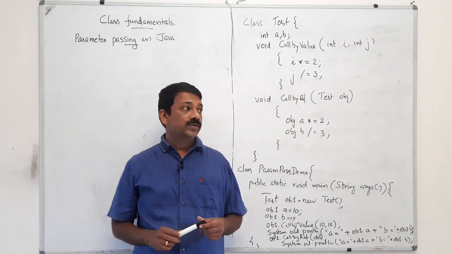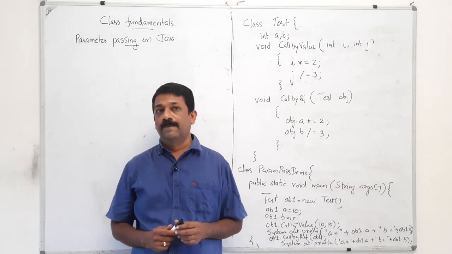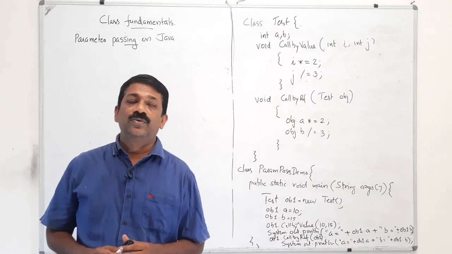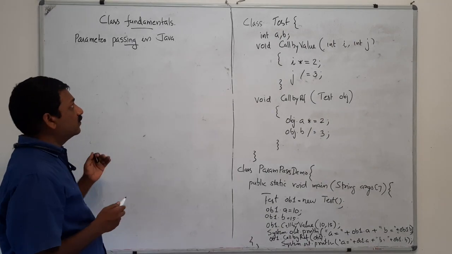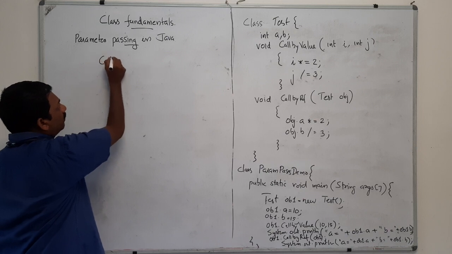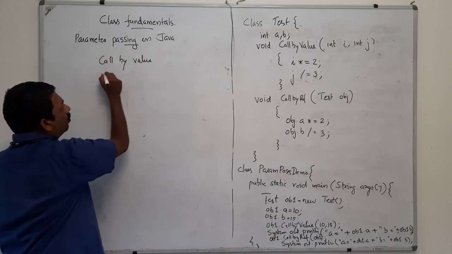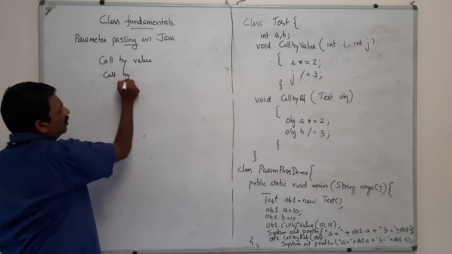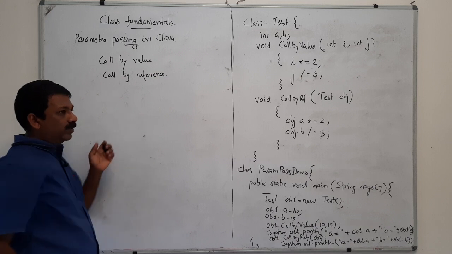Today, we are going to discuss the different parameter passing mechanisms in Java. As you know, in C, C++, etc., we have two types of parameter passing. That is called by value and called by reference.